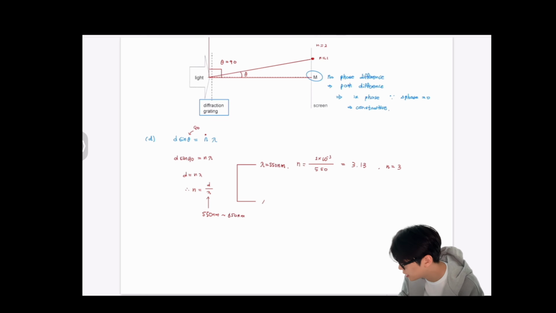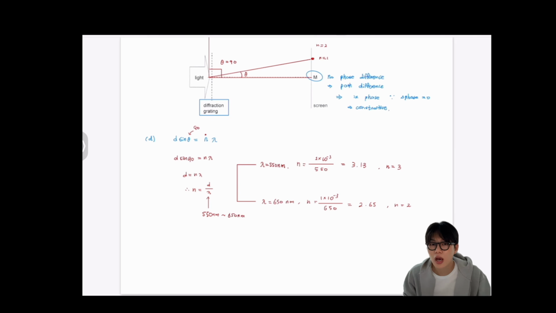Okay, so when lambda equals 650 nanometer, n equals 1 times 10 to the negative 3 over 650 nanometer, then that equals 2.65, so n has to be 2. So now we have to choose n equals 3 or n equals 2, okay?